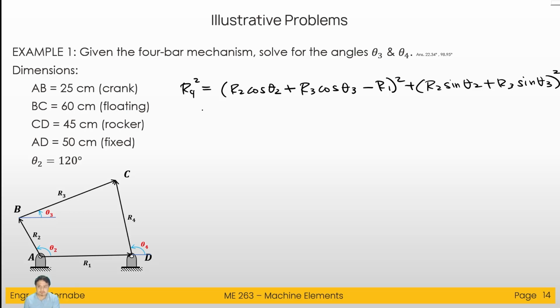Okay, that's it. So R4 is given, CD is given. I'll just label this as R1. Sorry, AB should be R2. BC is R3, CD here is R4 and AD is R1. So every length is given. We just want to find theta 3. Theta 2 is also given, so we can solve for theta 3.